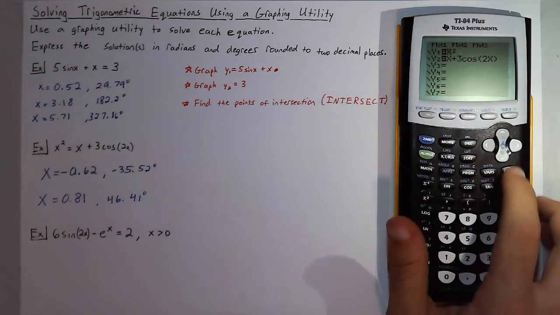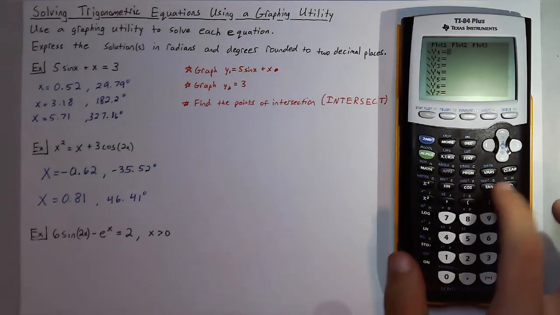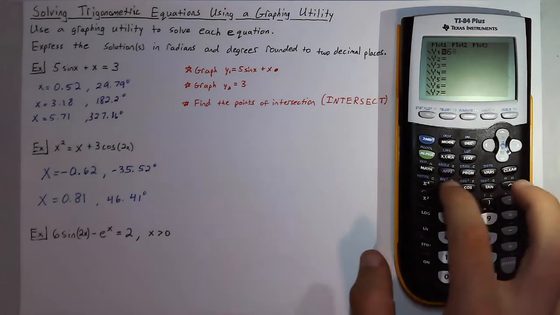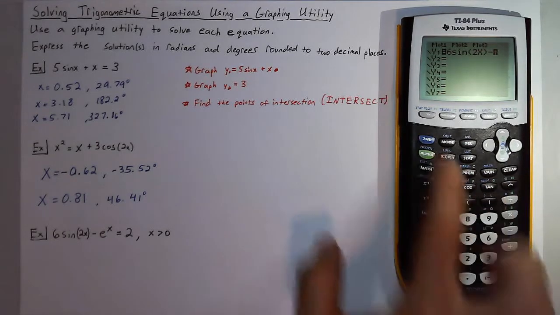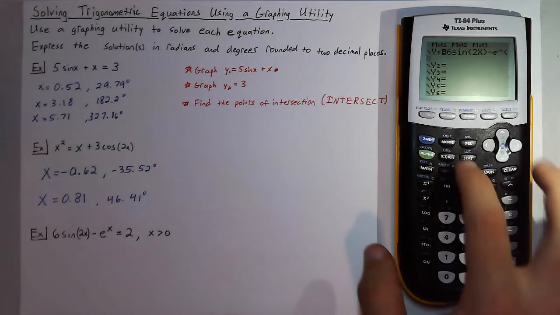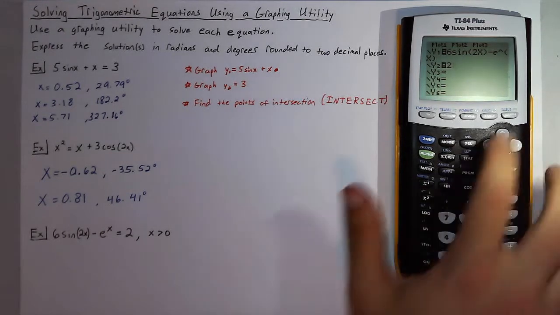So let's go back to y equals, clear those out. y1 will be 6 sine of 2x minus e to the x, which is right above the ln key. So second ln, x, and close those parentheses. That's equal to 2.